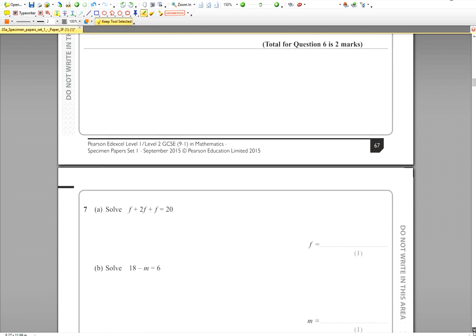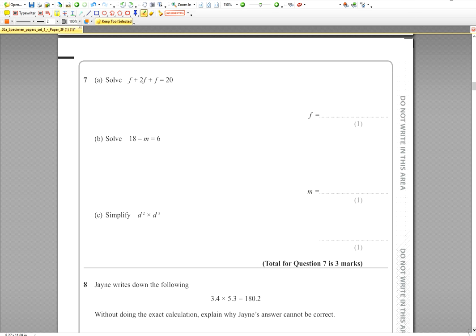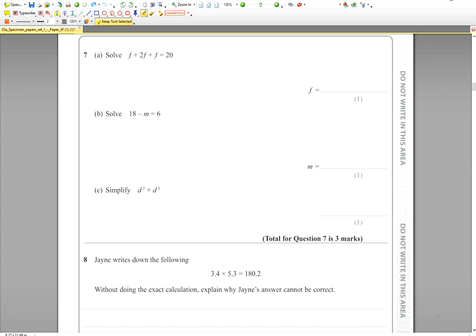Okay, let's move on. Question number 7. And today we're making good progress, because some of the later questions do take more time.